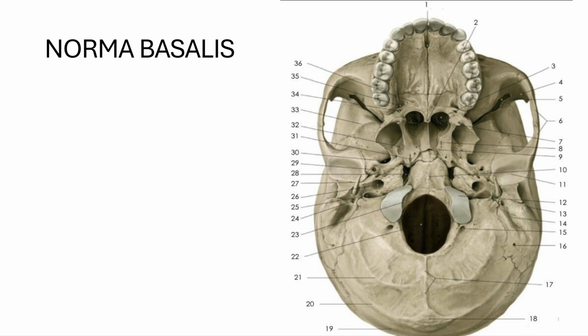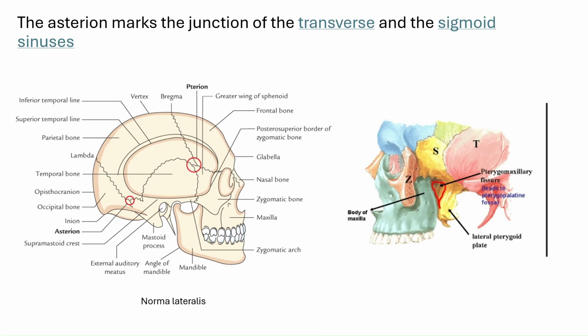Now coming on to two more important points which we forgot to discuss. These are commonly asked in viva: the pterion and the asterion. And one more thing, if you remove the zygomatic process, you will see the pterygomaxillary fissure. Basically this fissure is a communication between the infratemporal fossa and the pterygopalatine fossa. And here we are going to discuss the pterion and asterion.